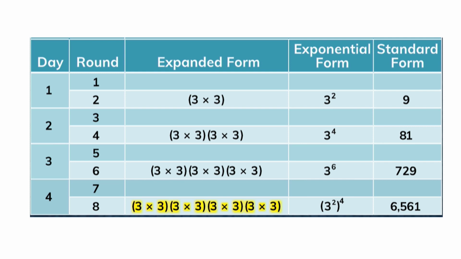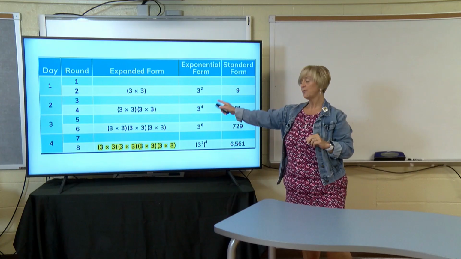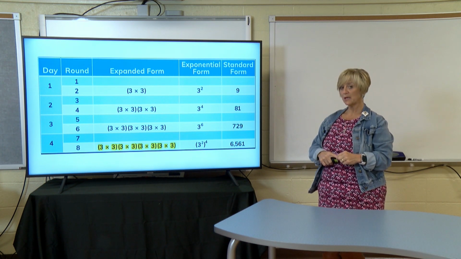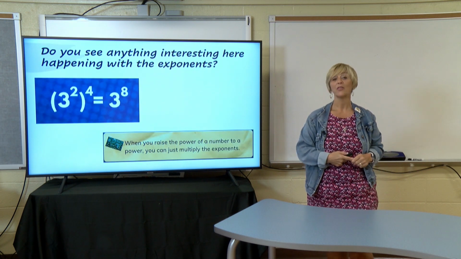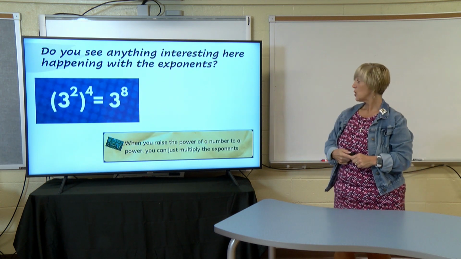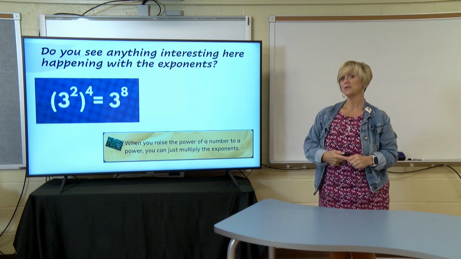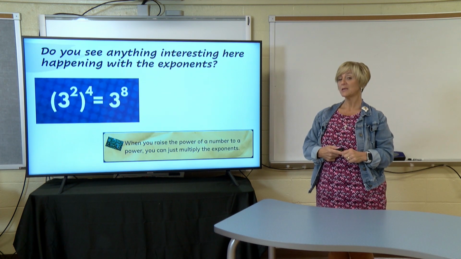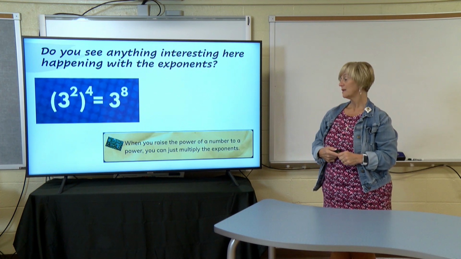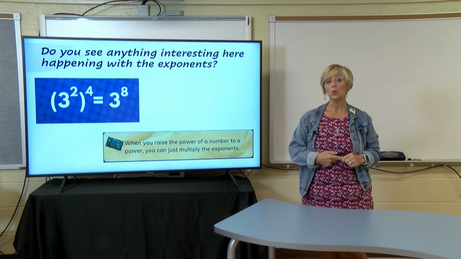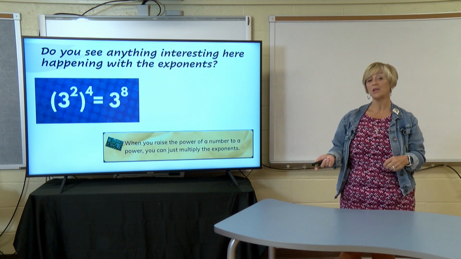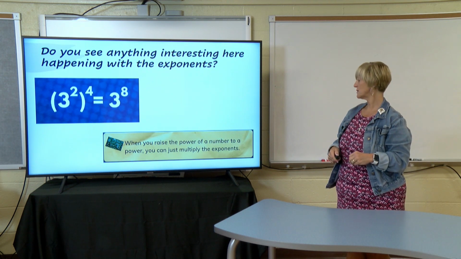So let's look at the pattern. Are you seeing a pattern? 3 squared, 3 to the 4th, 3 to the 6th. That one should be 3 to the 8th. Okay? What do you see that looks familiar? How did we get 8? Well, 2 times 4 is 8. So the rule is when you raise a power of a number to another power, you multiply the exponents.